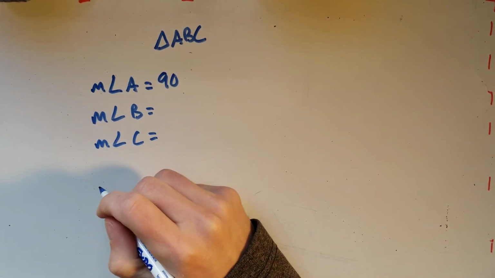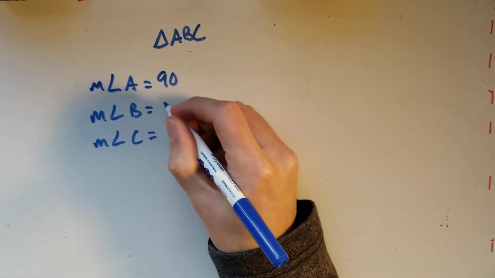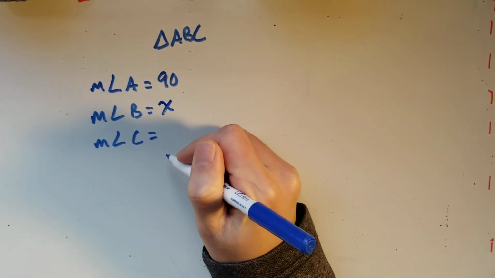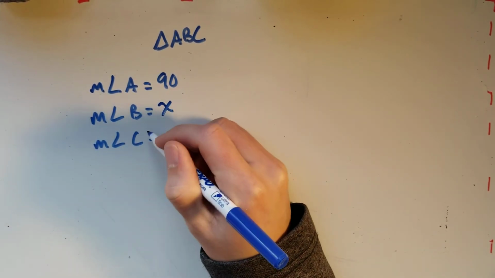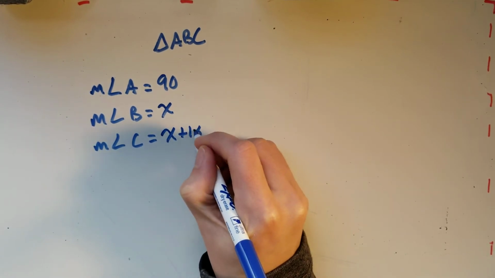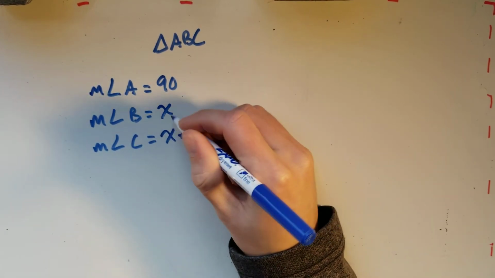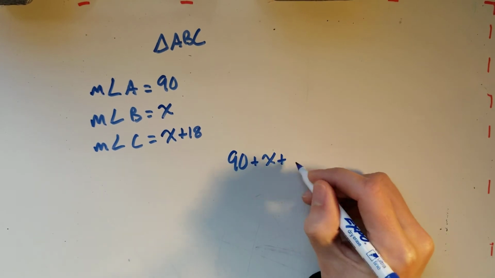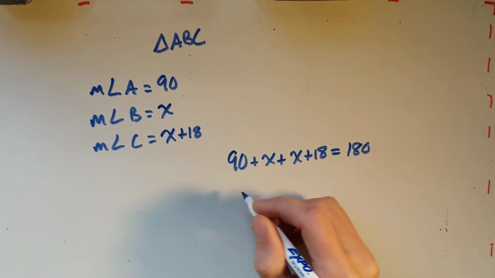So it says the measure of one of the acute angles is 18 more than the measure of the other. So let's just call one of them x for now. If the measure of angle B is x, and we'll just say the measure of angle C is 18 more than the measure of angle B, then C would be x plus 18. And now we have the three angles. Two of them are expressions, but we can still put them into an equation. 90 plus x plus x plus 18 equals 180.